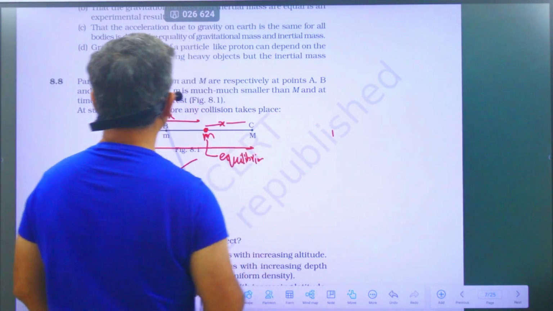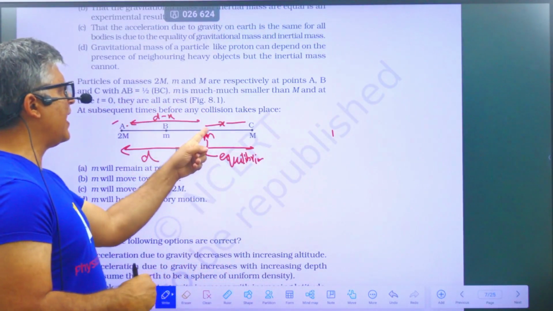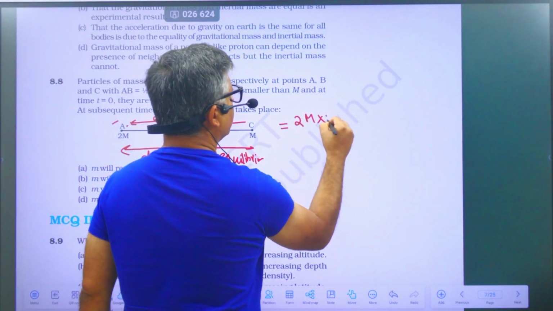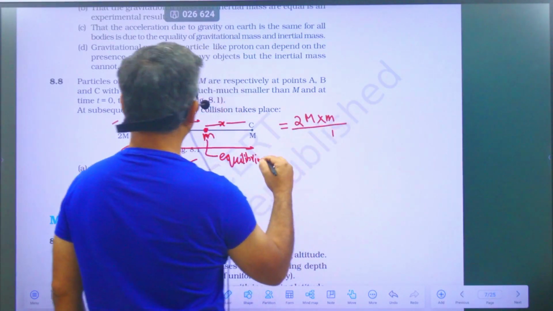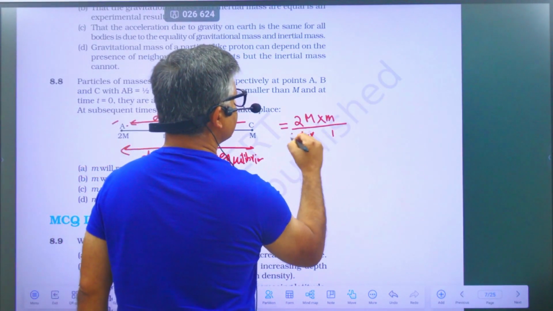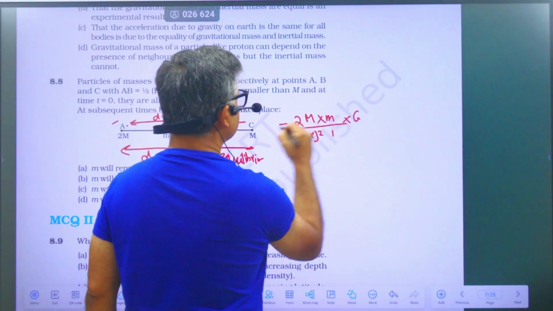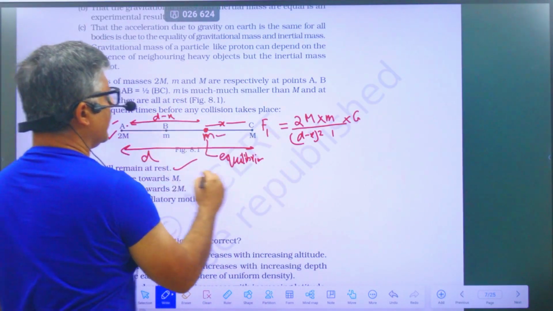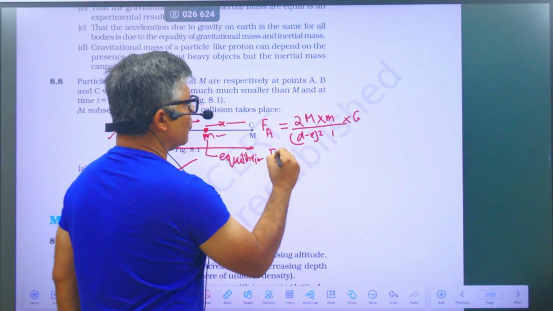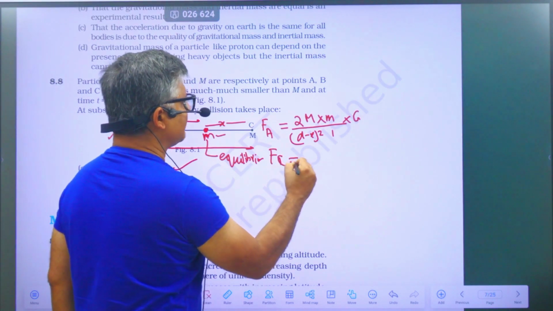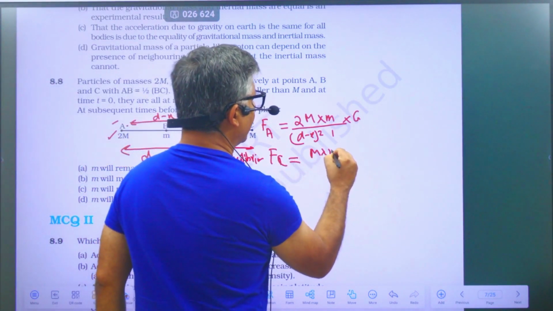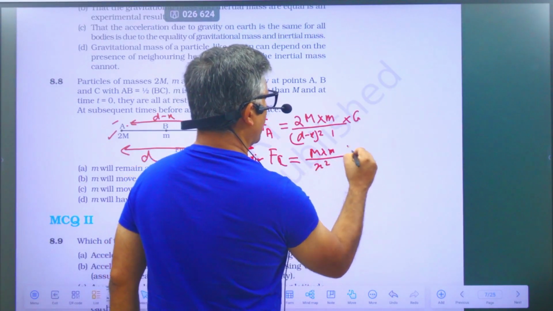Let's write this, right? So what is the force being experienced by m due to 2m? It is equal to 2m multiplied by m divided by (d minus x) whole square into G. This is the first force which is being experienced by m due to A. The force which is experienced by the test mass due to C is given by m multiplied by m upon x square into G.